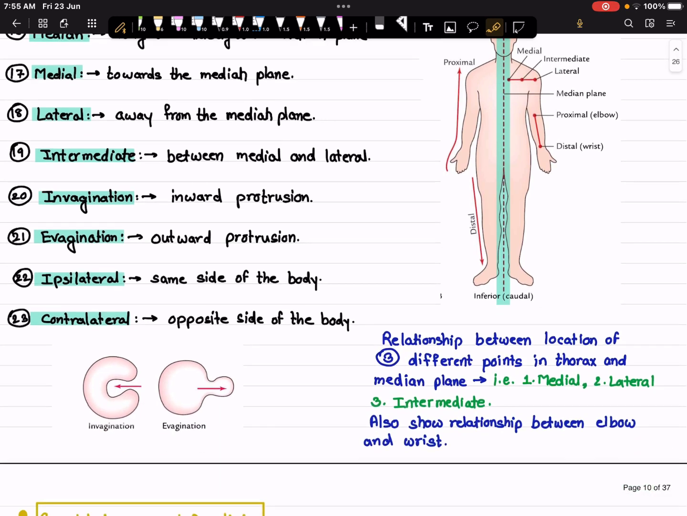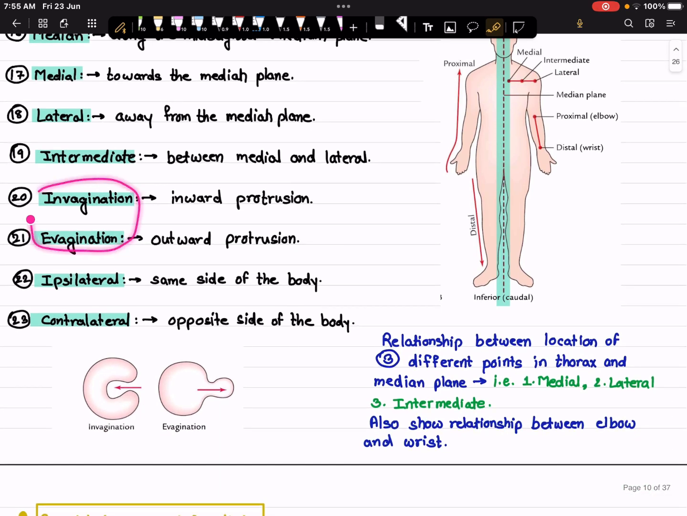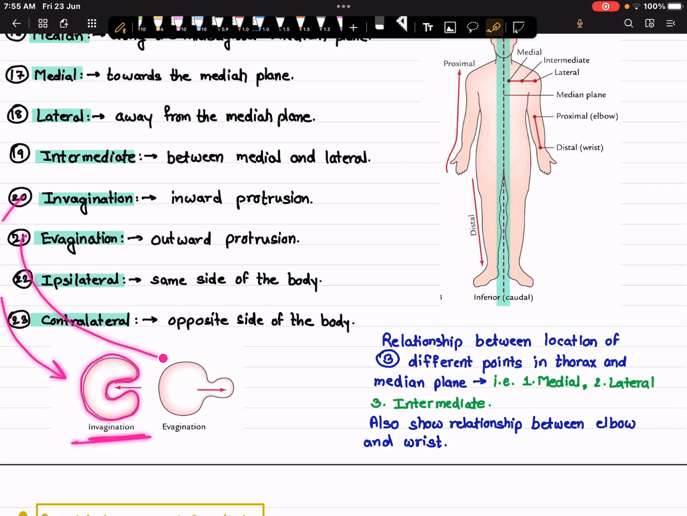Now coming towards another set, that is invagination and evagination. Pretty much simple, pretty much clear, nothing fancy in this. If this is an organ and it has got an inward protrusion, it is called invagination. And when it comes to evagination, any organ which has got an outward protrusion is called evagination.